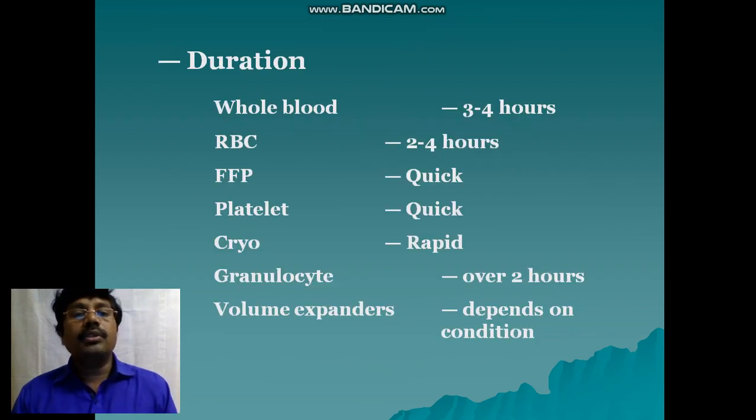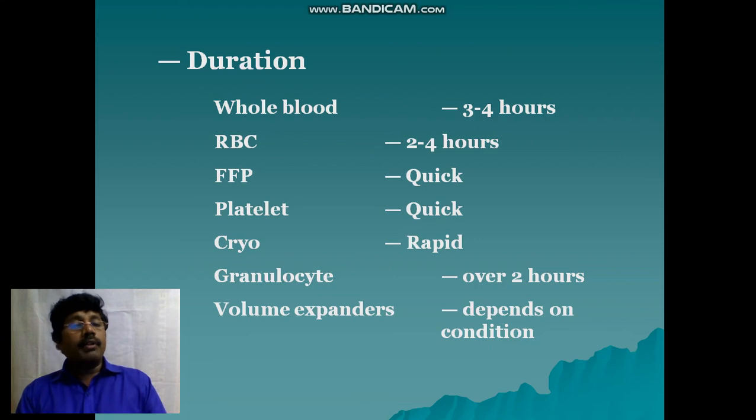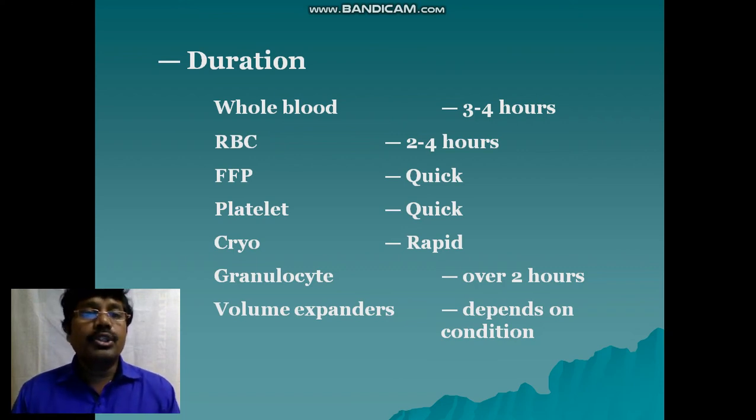This is about duration. Whole blood can be given over 3 to 4 hours. RBC can be given over 2 to 4 hours. FFP can be given quickly. Platelets also, and cryoprecipitates can be given rapidly. Granulocytes should be given over 2 hours. For volume expanders, it depends upon the patient's condition. These are all the durations for giving blood and blood products.